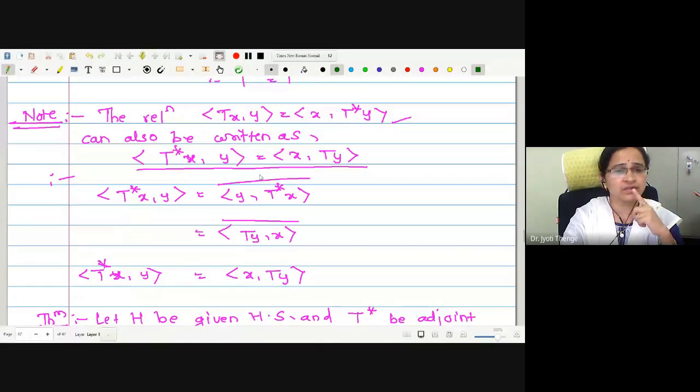Then later we have seen that the property inner product of Tx with y, which we write as inner product of x with T star y, can also be written as inner product of T star x with y equals inner product of x with Ty. That is, we can shift this T from the first variable to the second variable as T star. Also, we can shift this T star from the first variable to the second variable as T. Whenever we change the position of the operator from one variable to another, it changes between T and T star.